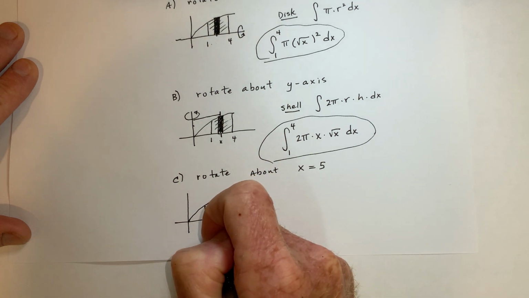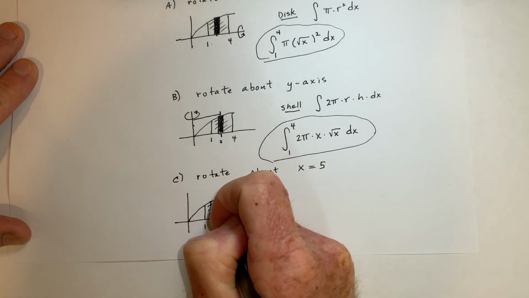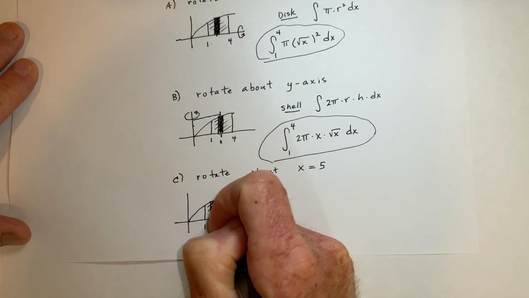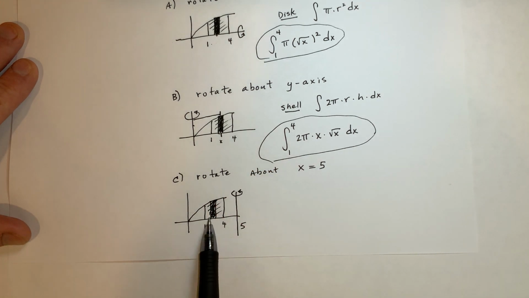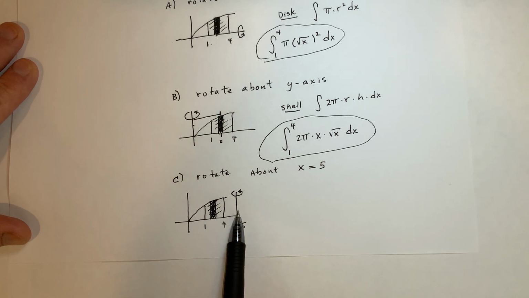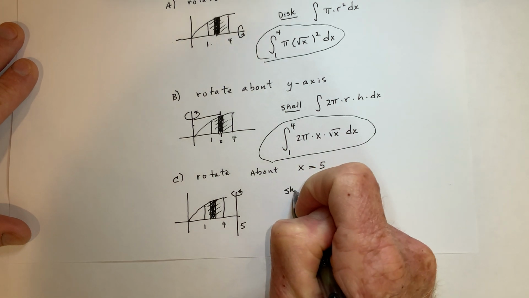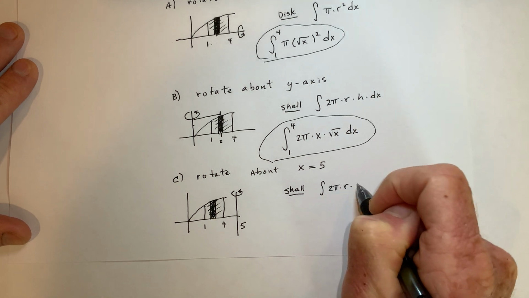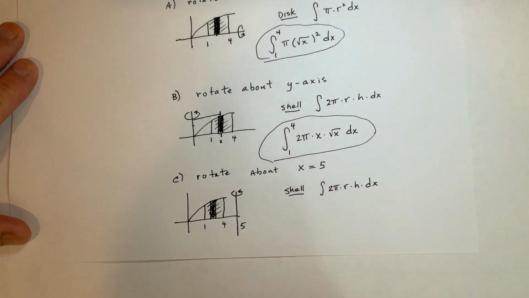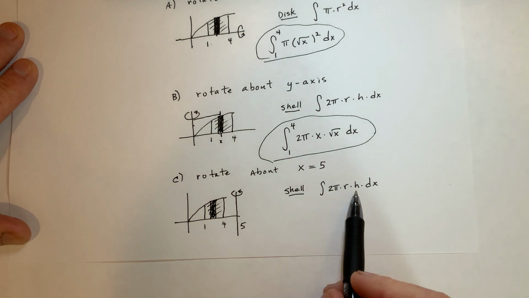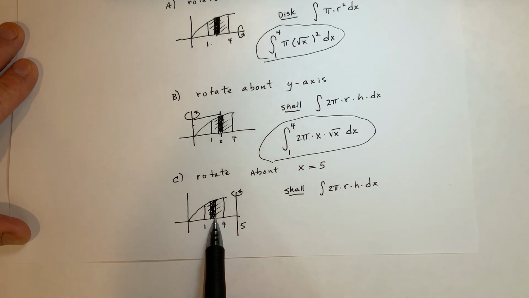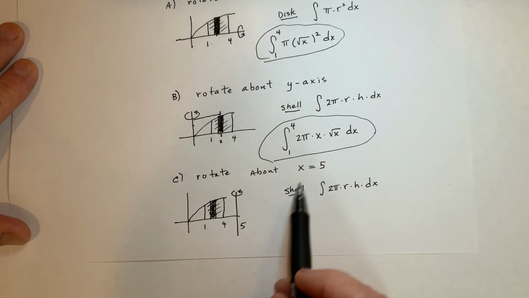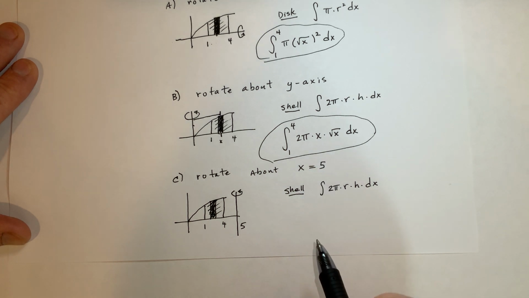And like on the other ones, I'm going to make the representative rectangle vertical. And like the last one, this rectangle and this line are parallel to each other, so there's no choice. It's going to be the shell method. So integrate 2 pi times the radius times the height. Now the only difference is what's the radius, because the height is going to be the same thing as last time. The limits are going to be the same thing. The only thing that changes is the radius.